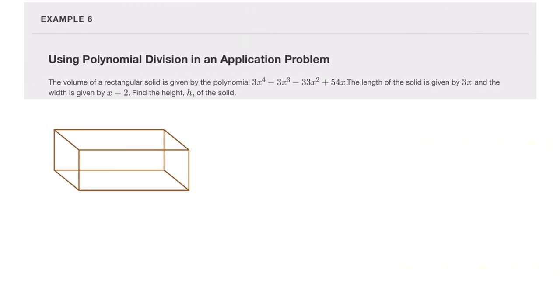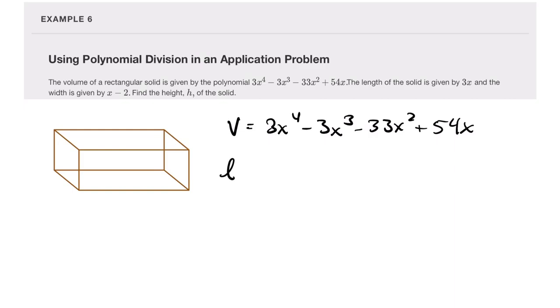Okay, so we're given that the volume is 3x to the 4 minus 3x cubed minus 33x squared plus 54x. It also says the length is given by 3x. The width is given by x minus 2. We're asked to find the height. So the volume of a solid like this is going to be the length times the width times the height.